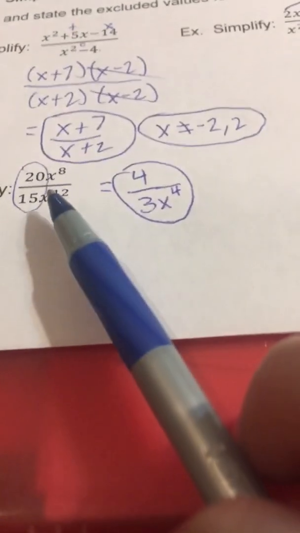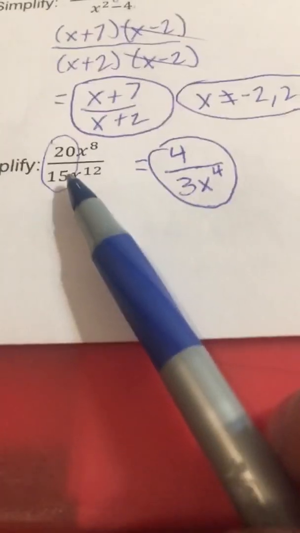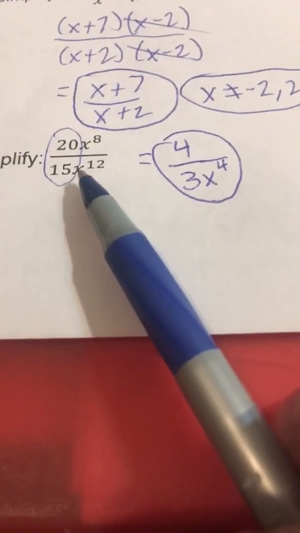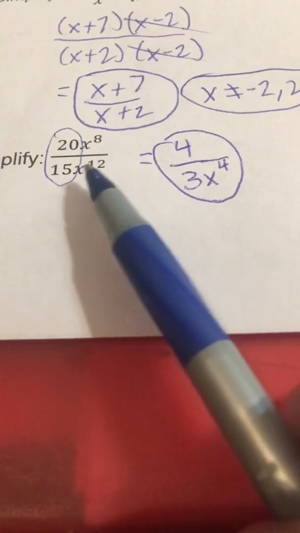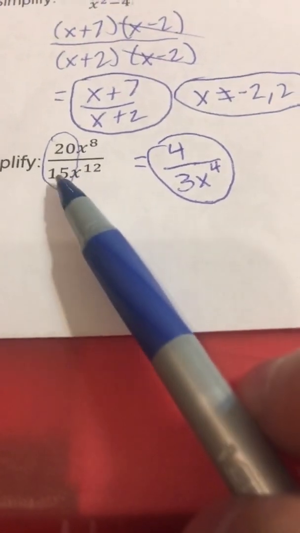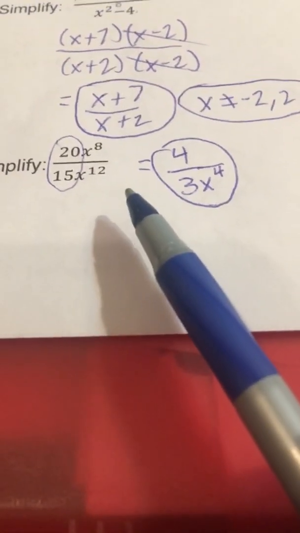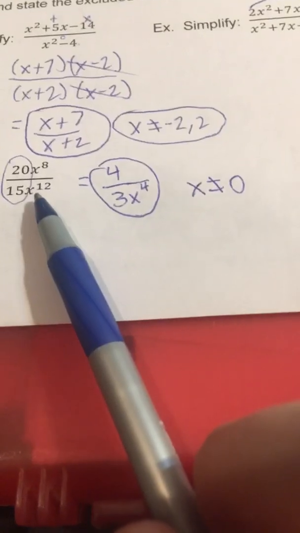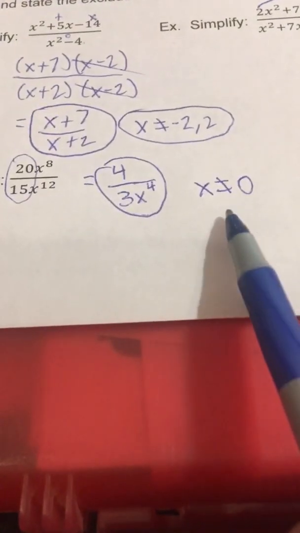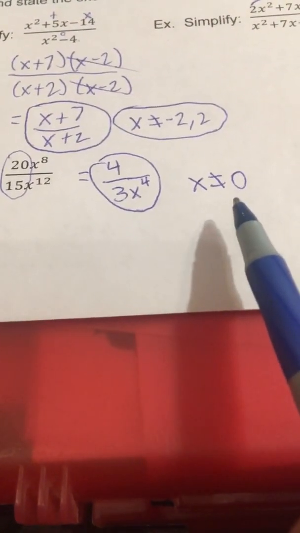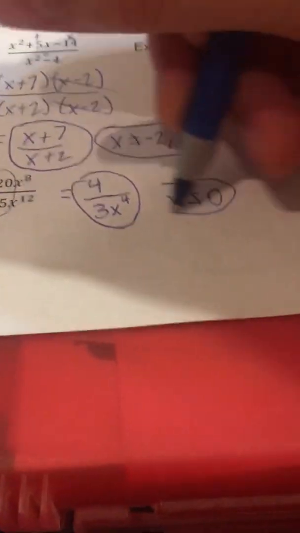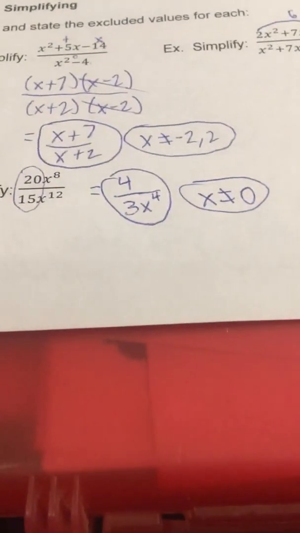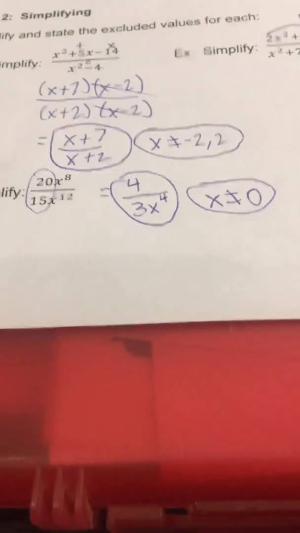Now, for excluded values, again, there was no x plus something or x minus something. I just need to know what number, if I plugged it in for x, would give me 0 on the bottom. What number to the 12th power, then times 15, would give me 0? It'd be 0. So x cannot equal 0. When it's a monomial on the bottom like this, with an x in it, that automatically means x cannot equal 0. That's automatically the excluded value every time if it's a monomial problem with an x in the monomial, with no plus or minus.